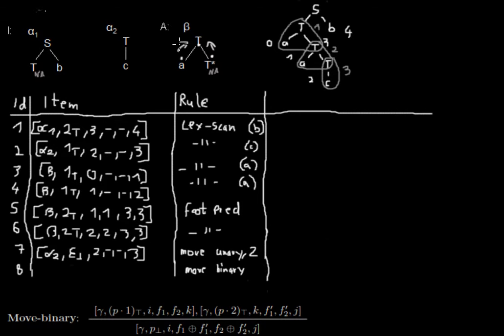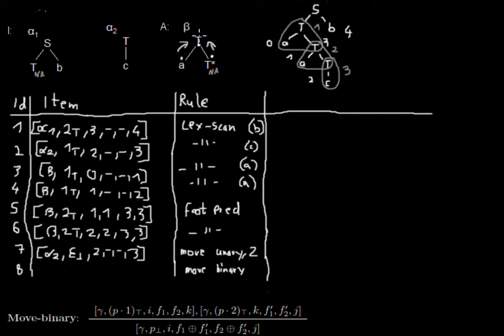And now let's see how to do this. We have two trees where this could apply. We have this beta tree with two daughter nodes, and the alpha 1 tree with two beta nodes. Let's have a look at the table to see what items we have. For alpha 1, we have an item where we are in the second daughter node, but we don't have any item for alpha 1 in the first daughter node. So at the moment we can't apply the move binary rule to the alpha 1 tree.